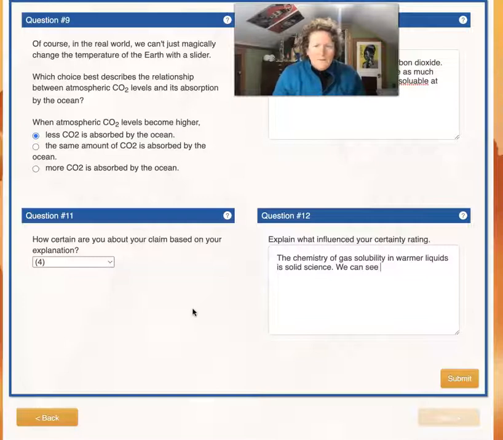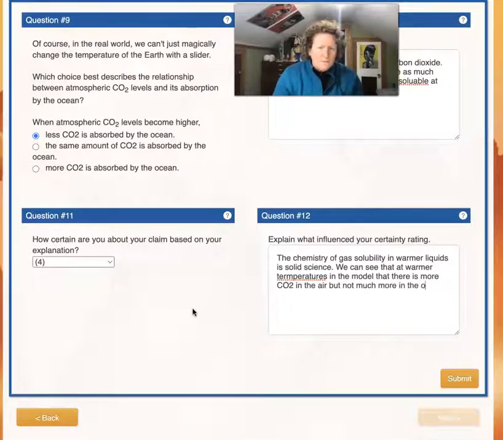We can see that at warmer temperatures in the model there is more CO2 in the air, but not much more in the ocean. As the ocean warms, there's actually less CO2 in it because it reaches saturation and it can't dissolve any more CO2.